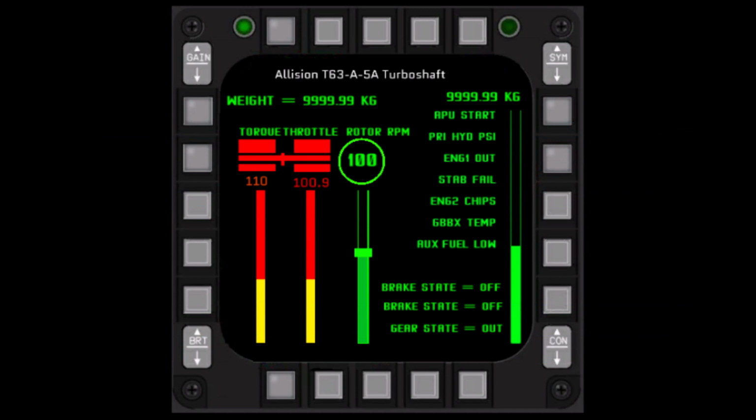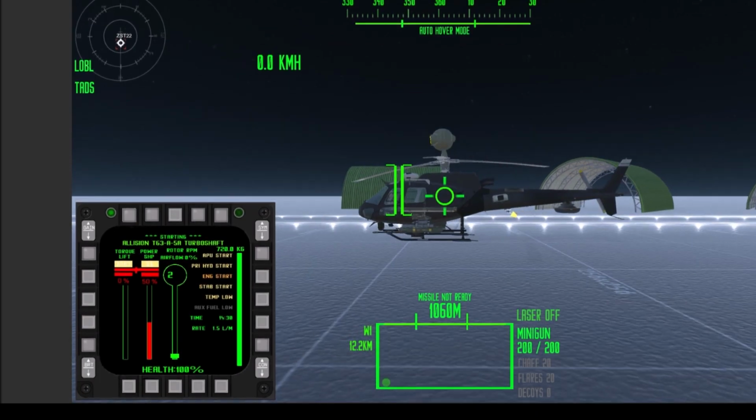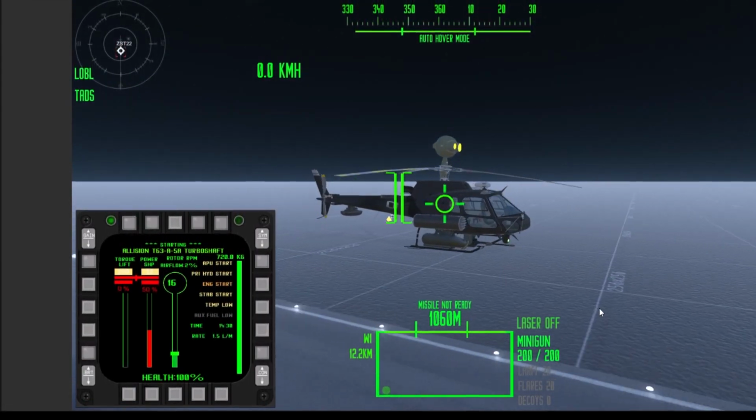The first multifunctional display, or MFD, we will review is the system screen. It contains critical information about the fuel system, engine, and internal subsystems. It is based on the real Apache helicopter. The fuel system will display fuel sources, such as main, auxiliary, or external. This will indicate where the fuel is coming from.